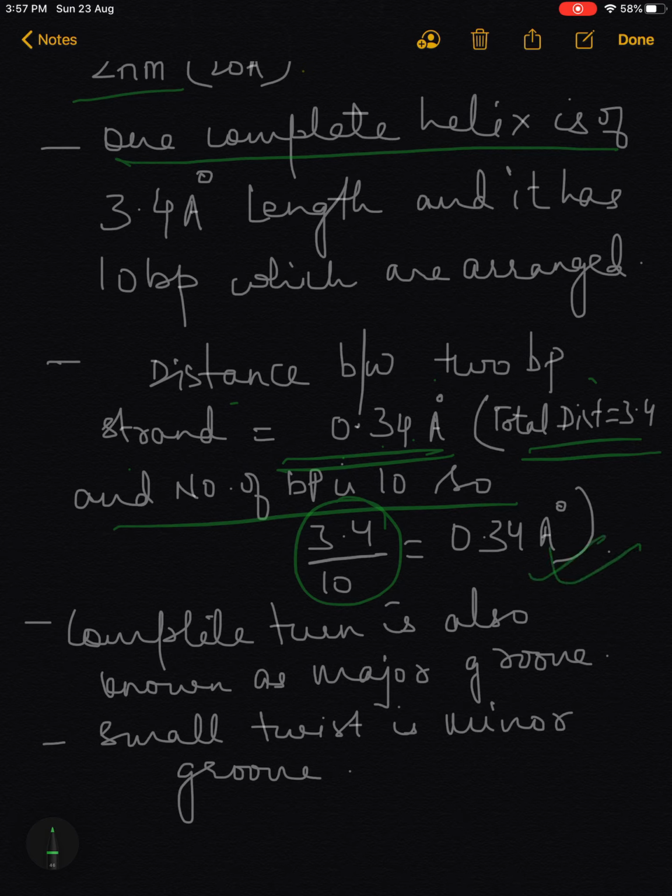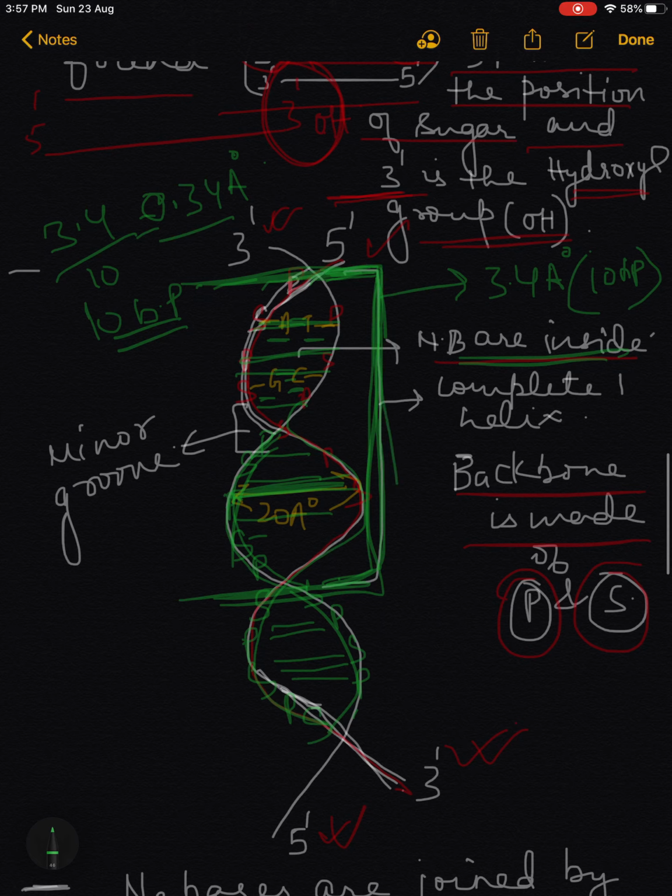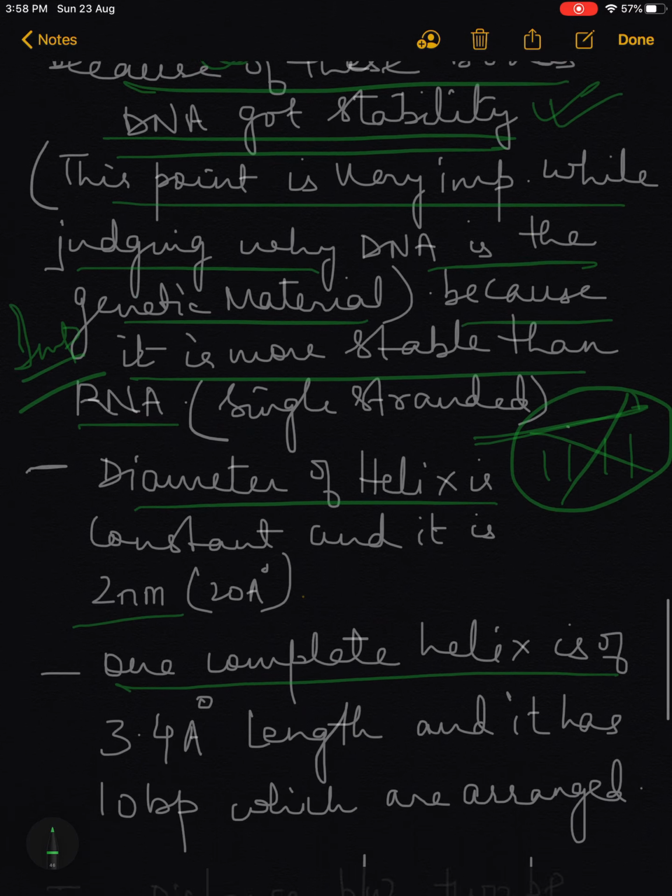Okay, then children, one complete turn is also known as the major groove. This one complete turn is also known as the major groove. This is the major groove here, and you can see a small groove here. This is called the minor groove of the DNA. This is the major groove, because when we take one complete turn, this is the groove which is a bit larger. So this is called major groove, and here it is a minor one. So this is called a minor groove.